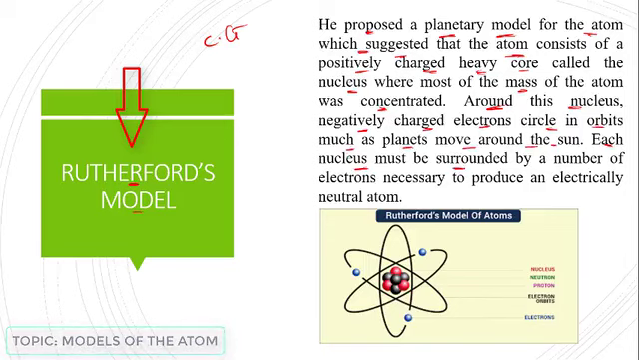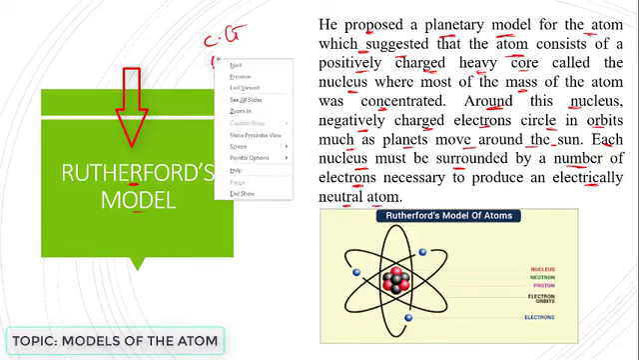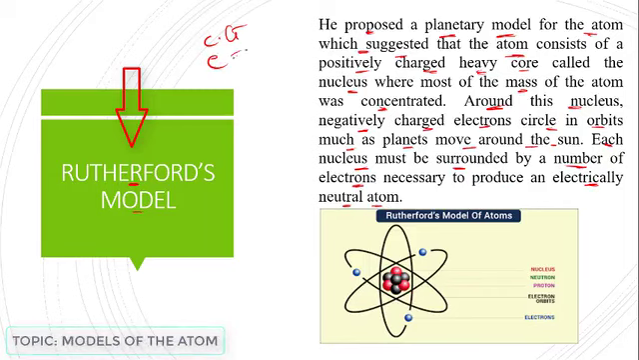Each nucleus must be surrounded by a number of electrons, which is necessary in order to produce an electrically neutral atom. So for us to bring about electrical neutrality, the number of electrons must be equal to the number of protons. When the number of electrons is equal to the number of protons in an atom, we say that that particular atom is electrically neutral.